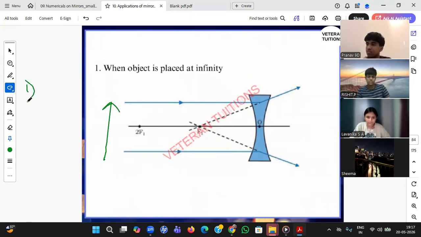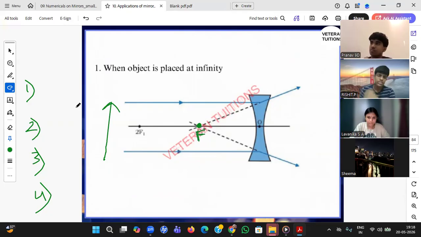Where is the image formed? Between F and O, something. No. You see, intersection is happening here. Where is the image formed? Between infinity and F, it is at F, focus. So why don't you use the direct word, at focus? Yes, sir, at focus. How is the image size? Big, small, point size? Point sized.